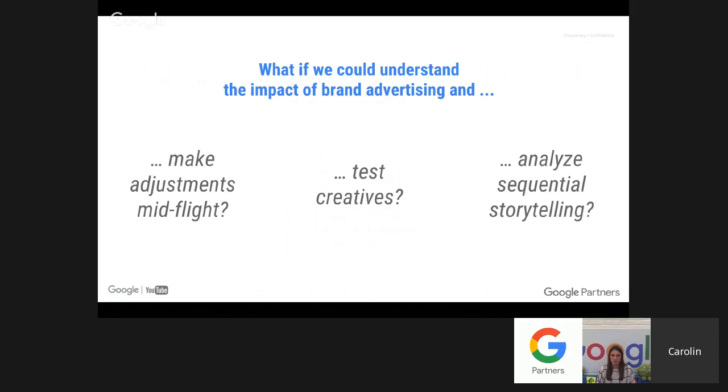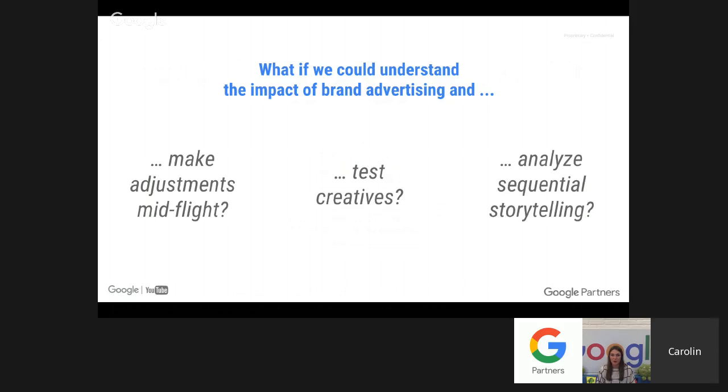So let's imagine a perfect world. What if we could understand the impact of brand advertising and make adjustments mid-flight and not wait until the end of the campaign to see, for example, what initial targeting was not working? What if we could test different creatives before putting the big dollars onto one of them? Or what if we could even analyze the impact of sequential storytelling? So is it, for example, worth exposing people to a series of ads, or would one big ad blast be enough to get the brand perception that you're looking for?